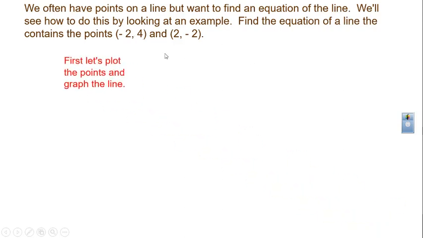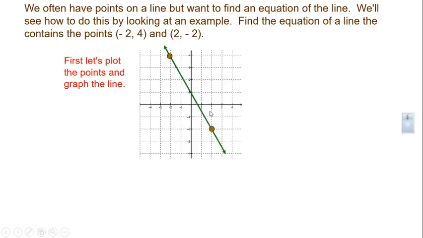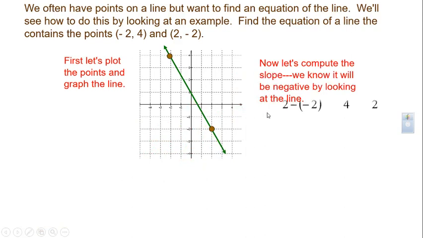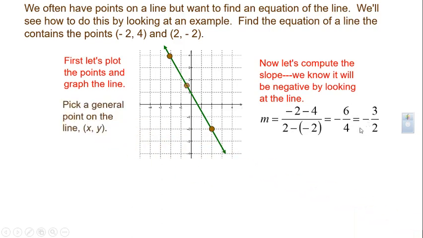I have 2 points, -2, 4, and 2, -2. Let's plot them. So that's the line there, -2, 4, and 2, -2. We know that the slope is a negative number. What is the equation of the line? So we just find the slope first. We do y2 minus y1 over x2 minus x1. The slope works out to be -3 over 2, a negative as we expect.